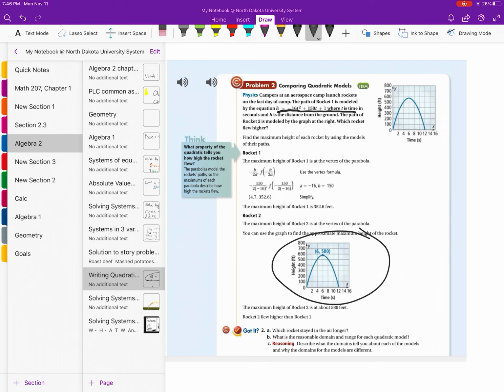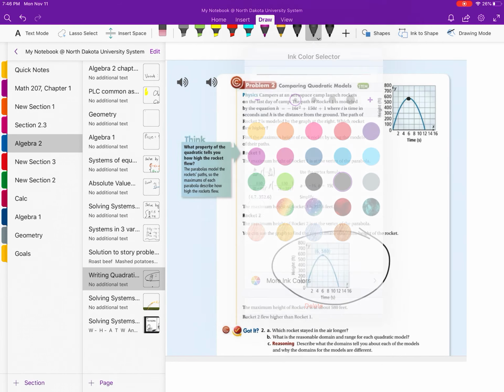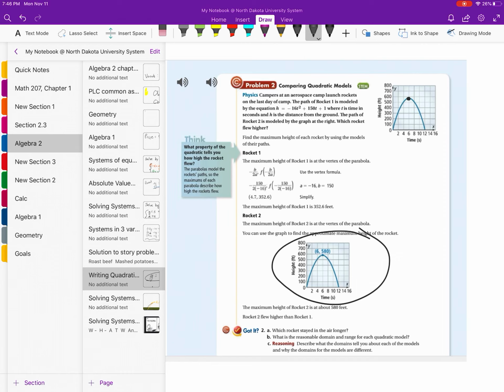Now we know that the maximum height is at the top of the parabola, right? It's at the vertex right there, but we don't know exactly what that point is. So we're going to use, in this case, the function to actually find the point. And we're given -16t squared plus 150t plus 1. Notice that we have a negative sign, right? So we know that the parabola points downward, and that makes sense because when we throw a ball up into the air, it comes back down. Same is true for rockets.